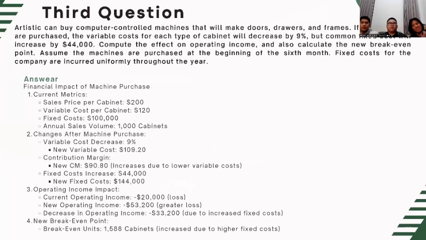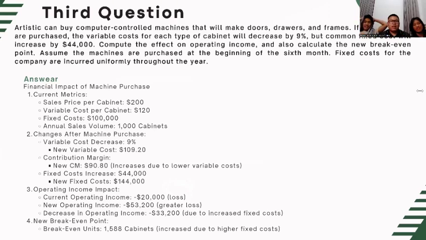We move to the third question. Artistic can buy a computer-controlled machine that will make doors, drawers, and frames. If the machines are purchased, the variable cost for each type of cabinet will decrease by 9%, but common fixed costs will increase by $44,000. Compute the effect on operating income and also calculate the new break-even point. Assume the machines are purchased at the beginning of the 6 months. Fixed costs for the company are incurred uniformly throughout the year.